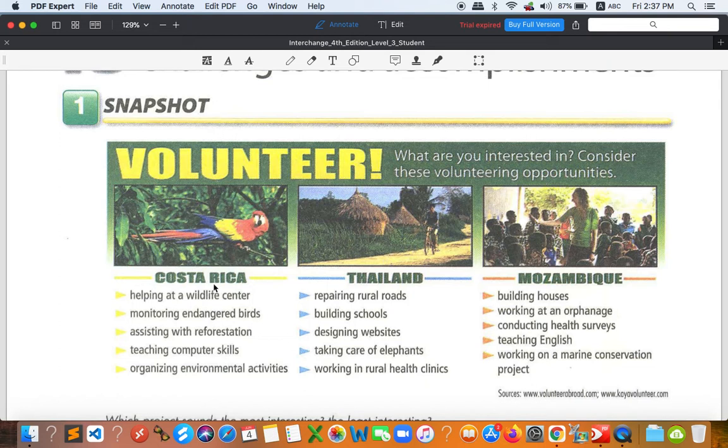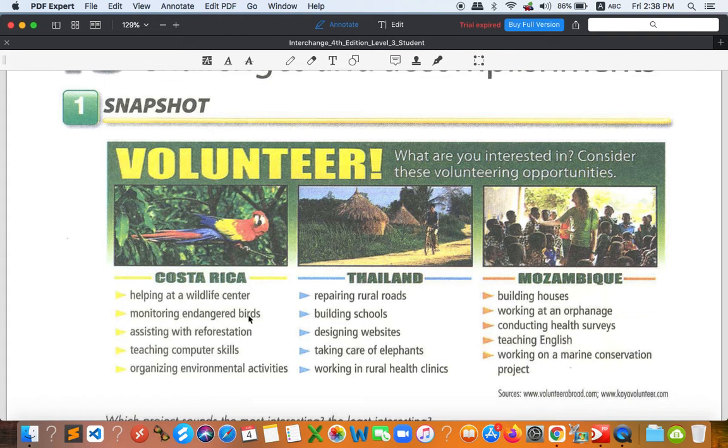So now let's begin with the first country, Costa Rica, helping at a wildlife center. If you're interested in animals and life in the wild, in the forest, you can try Costa Rica. Another one is monitoring endangered birds. Monitor is like watching something carefully and recording results. And endangered means at the point of no longer existing as a species.